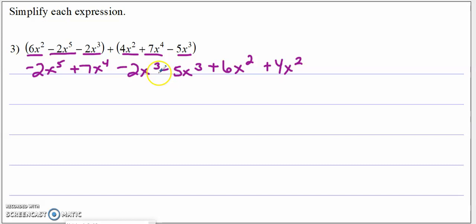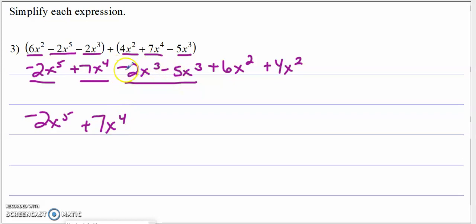Okay, so the 5 and the 4, there's nothing that goes with them. So negative 2x to the 5th plus 7x to the 4th. And then these two go together. So negative 2 and negative 5. So I have 2 negatives and I get 5 more negatives. So that's negative 7x to the 3rd. And then here, these two go together, positive 6, positive 4. I have 6 positives. I have 4 more positives. That's positive 10. So notice how these two are just like addition.